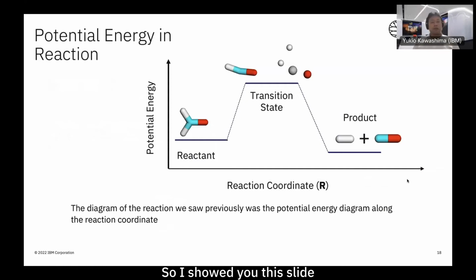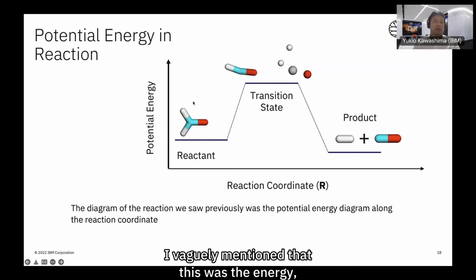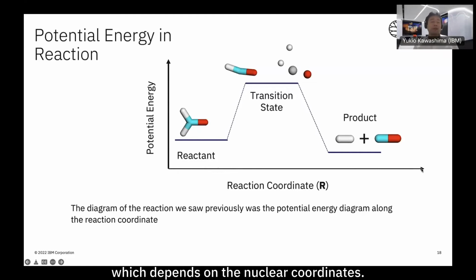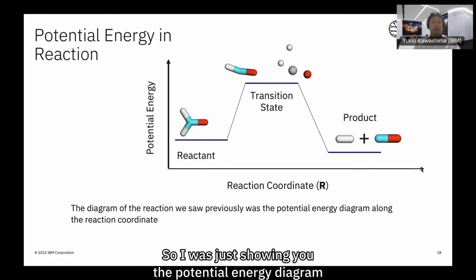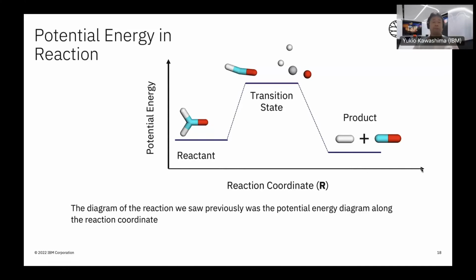So I showed you this slide in the first example of the introduction. I vaguely mentioned that this was the energy, but this was actually the potential energy. And I just vaguely mentioned that the reaction goes in this direction, but it was actually along the reaction coordinate, which depends on the nuclear coordinates. So I was just showing you the potential energy diagram along the reaction coordinate.